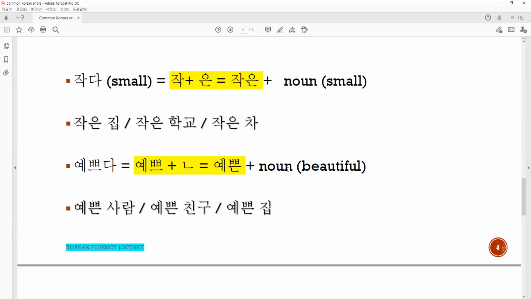So when you use 작은 or 예쁜, these forms, you should always add a noun. You cannot just end your sentence with this form without a noun. It's incorrect, it's wrong. So always keep in mind that you need to use a noun after these adjectives, I mean these forms: 작은, 예쁜, or any other adjectives. Examples: 예쁜 사람, 예쁜 친구, 예쁜 집. As you can see, the form 예쁜 is followed by 사람, 친구, 집.